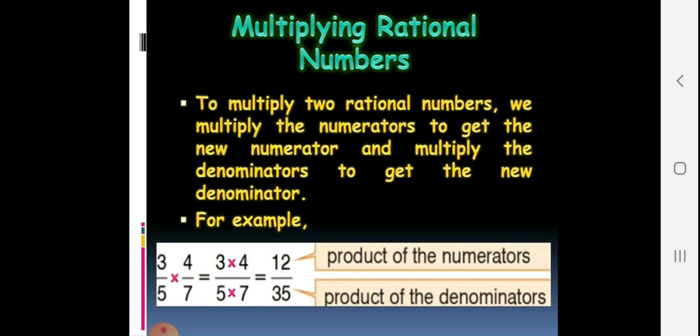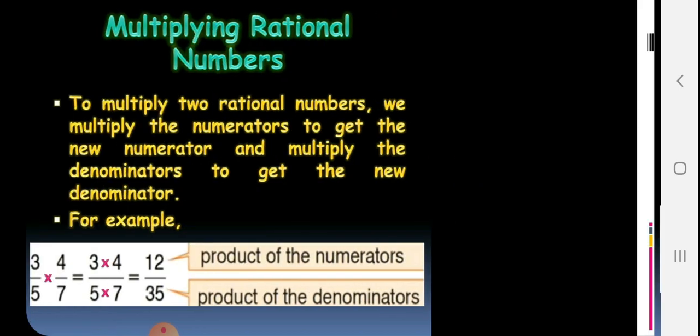Now let's multiply rational numbers. To multiply two rational numbers, we multiply the numerators to get the new numerator and multiply the denominators to get the new denominator. Let's see an example. 3 upon 5 multiplied with 4 upon 7. So 3 into 4, 3 4s are 12. 5 into 7, 5 7s are 35. So the new rational number is 12 upon 35. That is the product of numerators divided by the product of denominators.